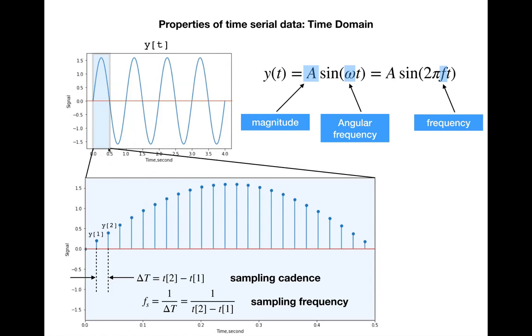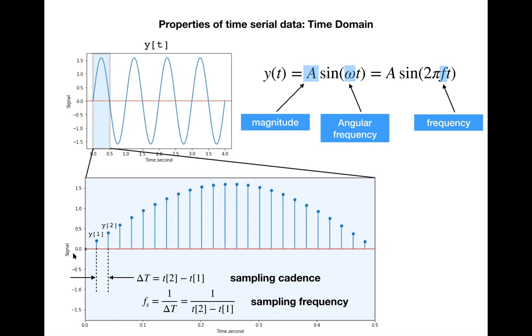So if we zoom in down here, between 0 and 0.5, you can see that my signal is discretized into different points, right? I'm using a stem plot here. So you can see that this is y0, y1, y2, y3, and all the way to y200, right?